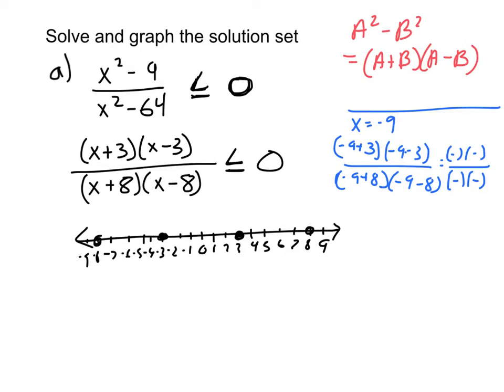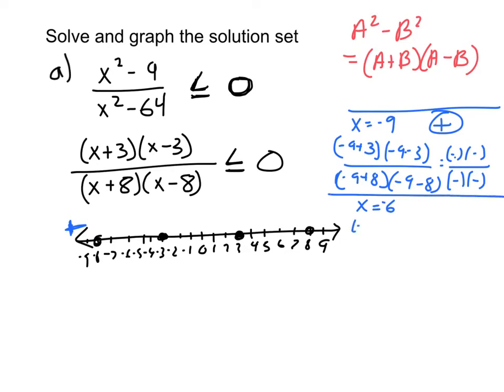Because on the top, when you multiply out the two negatives, you get positive. On the bottom, multiply out the two negatives, you get positive, and then you have positive divided by positive, which is positive. So it's positive over here. All right, so now let's test out a point that's between negative 8 and negative 3. So I'm going to go ahead and test out negative 6.